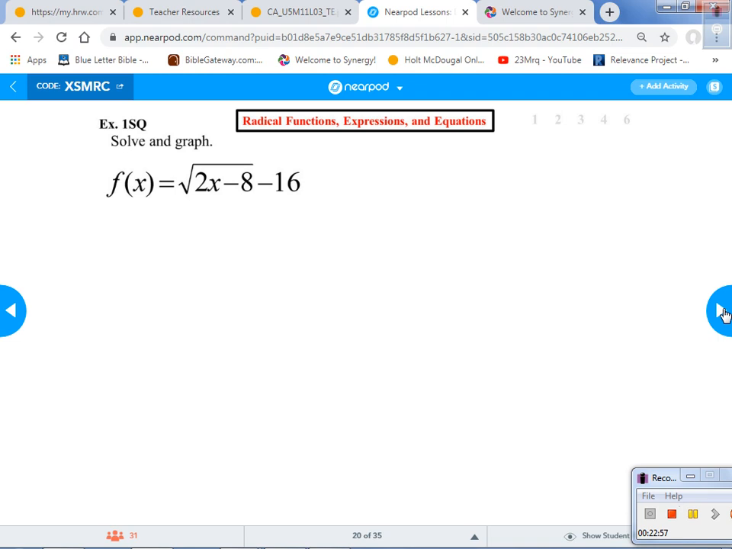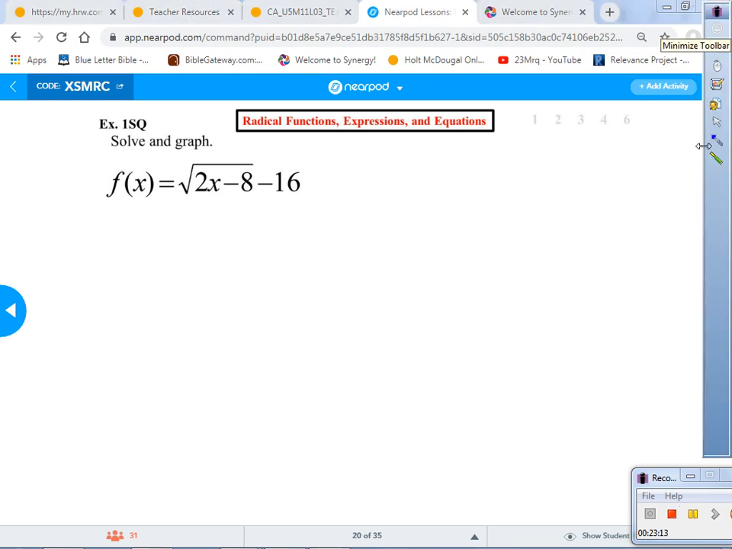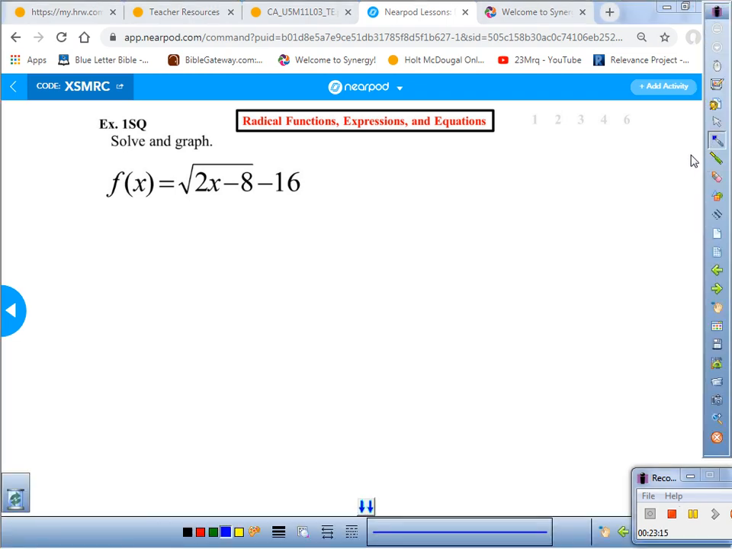It reads, example 1 super Q, solve and graph, f of x equals square root of 2x minus 8 minus 16. Now, check this out. Before you start graphing, look up, look up. The obvious one is this one, is that correct? That tells us to go down how many steps? 16. The one that's not that obvious, or should raise a red flag, is this. Look at it. What's so different about that one from the previous ones? Tell your neighbor, please.